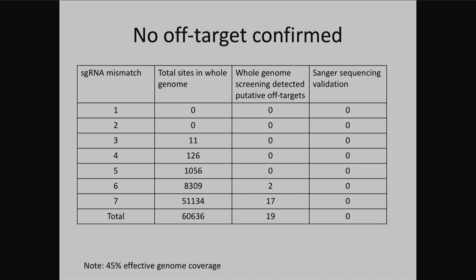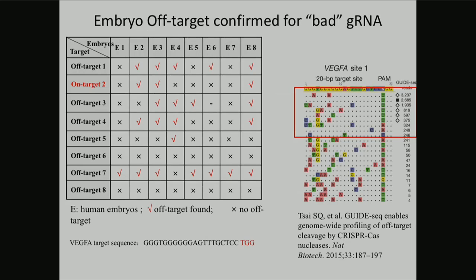But I want to mention that it's only for 45% effective genome coverage. So this is for, I would say, a good guide RNA design. But what happens with a bad guide RNA? So we took the guide RNA from the GUIDE-seq paper, targeting VEGFA, which has well-documented off-targets.